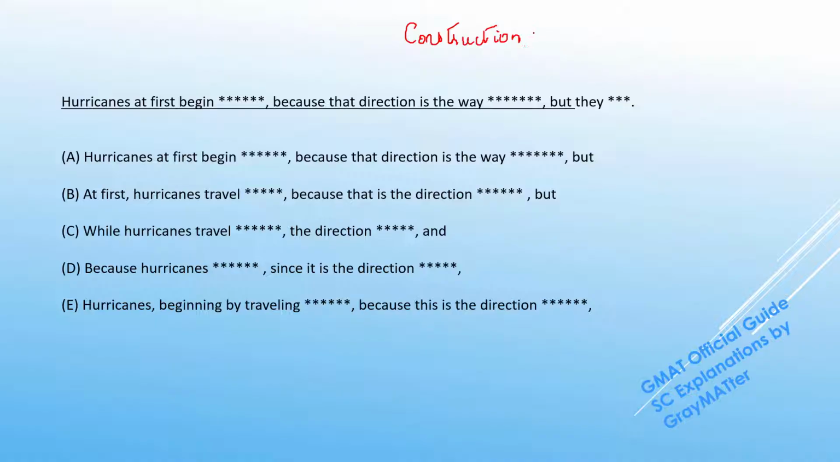And when I say construction-based mistakes, I'm talking about run-ons, comma splices, and redundancy. Now, I shall explain these rules as they come by in questions. But yeah, these are the three construction-based mistakes that commonly occur in questions. So let's take a look at this question.